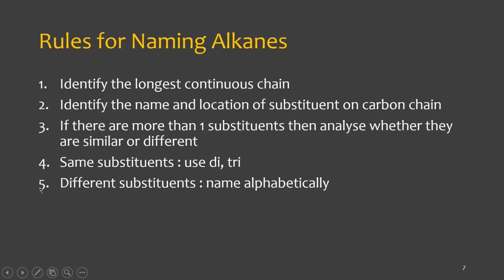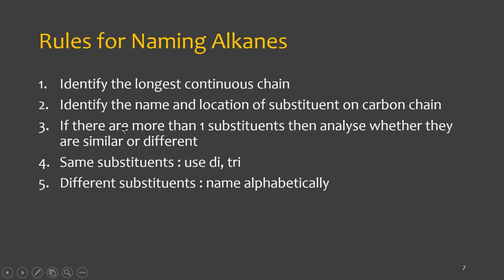These are some common rules. I have separated these rules into 5 points. First of all, you need to identify the longest continuous chain. Again, this chain does not include any substituents. Substituents are added as prefixes. So identify the longest continuous chain of carbon atoms. Secondly, identify the name and location of the substituent on the carbon chain. Either it's ethyl, methyl, or propyl. Location means on which carbon it's present. On carbon number 2, carbon number 3, carbon 4, on which carbon it is actually present.